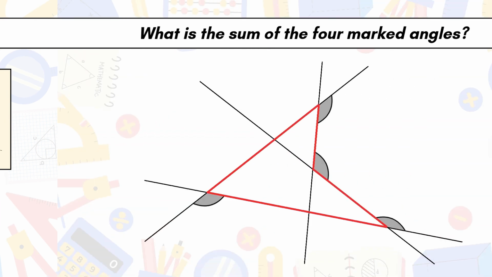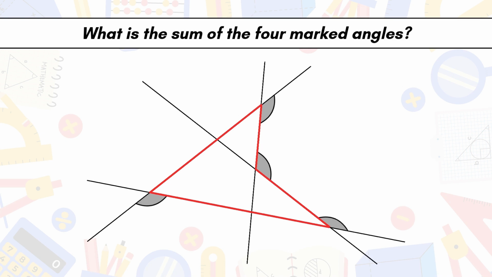Before we end the video, there's another way to go about solving this problem. I'll give you a hint. Instead of two triangles, notice that we can also use this quadrilateral to figure out the sum of the four marked angles. Do you know how? Write your answers in the comments.